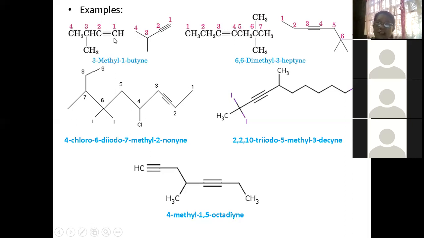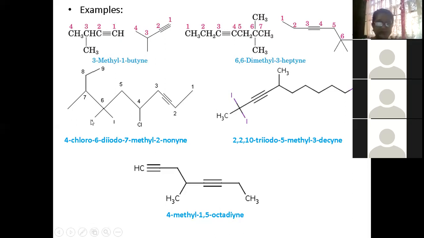Okay. How many bonds? There are triple bonds. Okay, at each end there is carbon. That is carbon 1, carbon 2, 3, 4. At carbon 3 there is a methyl. Okay, this is now the line structure.